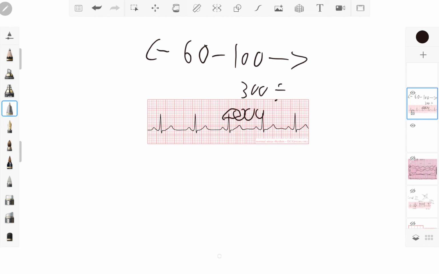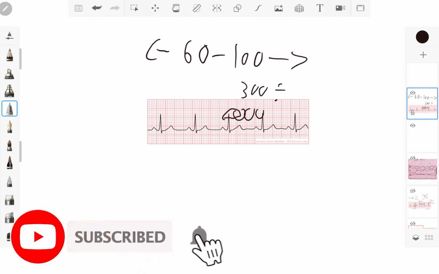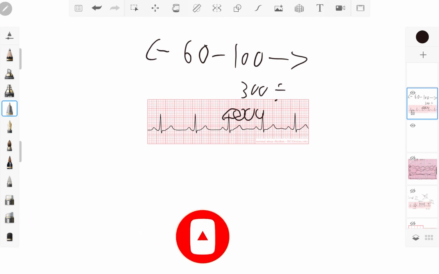Part 2 will be about heart blocks and slower rhythms, and maybe some fast rhythms. And then part 3 will be about how to diagnose a 12-lead ECG and how to diagnose a STEMI. So that's a ST elevation myocardial infarction or just a normal heart attack.